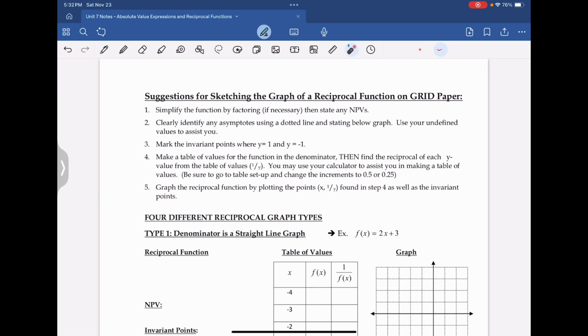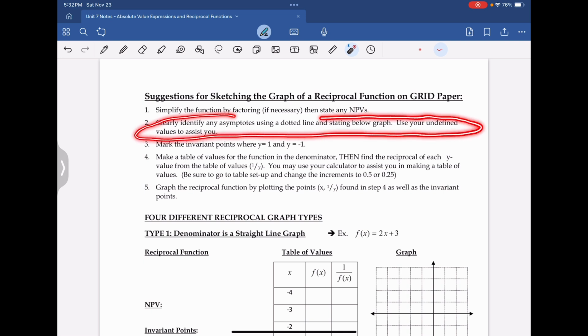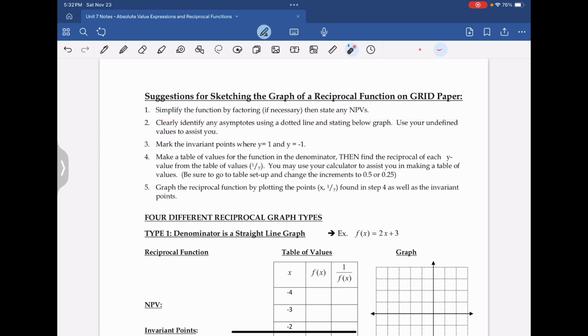So let's just go over some suggestions for graphing these things on grid paper. First of all, simplify by factoring. I mean, we should know this from before, and state our MPVs. Nice thing is we just came off a unit of doing a ton of this with our rational functions and from unit 0. Then we want to clearly identify the asymptotes using a dotted line. So we want to sketch that out right away. Reason is because we don't want to accidentally draw over a spot that we shouldn't.